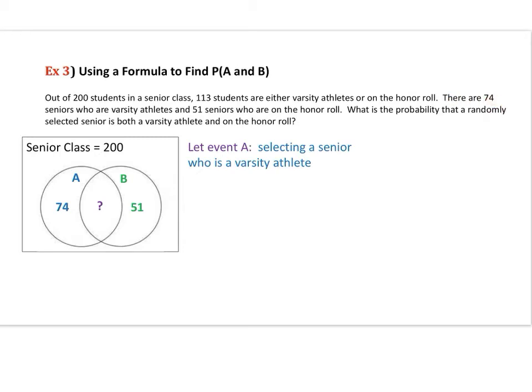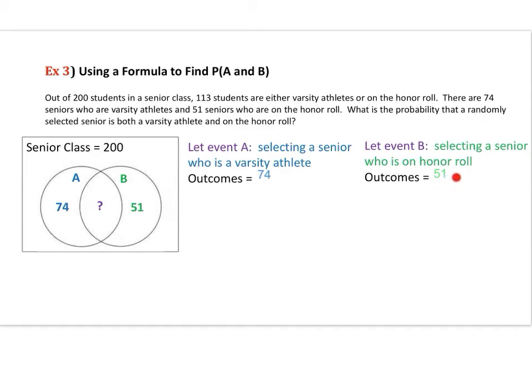And then event B will be selecting a senior who is on honor roll. And that number is 51, also given in the text. So 51 seniors who are on honor roll. We just don't know the number that's overlapping. We know there's a total of 200. We know there are 74 seniors who are athletes. We know that there are 51 seniors who are on honor roll. So we're trying to figure out the overlap here. Okay, so we know that the outcomes for event A is a total of 74. We know the outcomes for event B is 51.